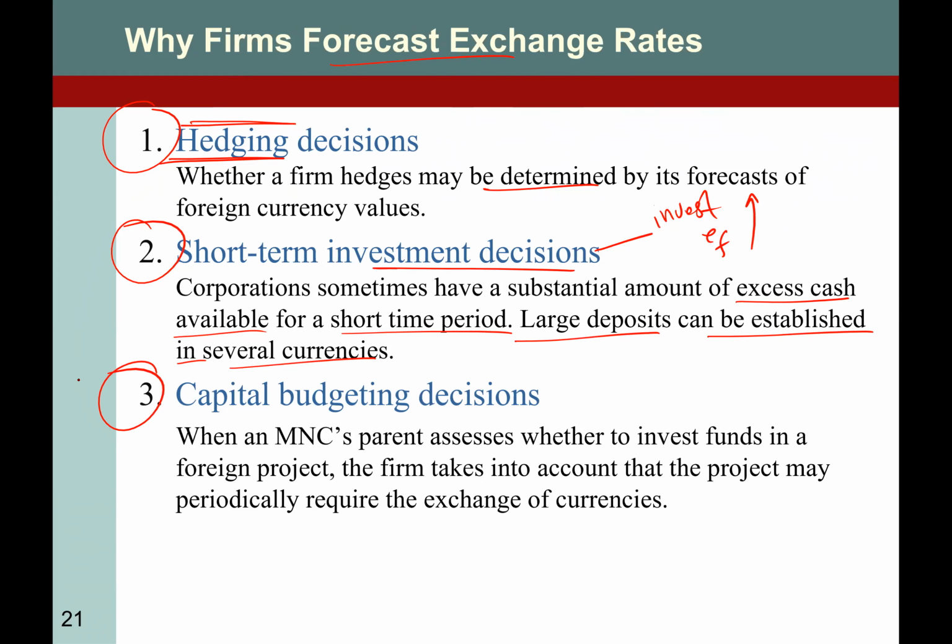Third, capital budgeting decision. Capital budgeting decision means when you want to buy or when you want to start a project that costs billions of dollars. So when an MNC parent assesses whether to invest funds in foreign projects, you're expending money or you are acquiring or purchasing some company, it is called capital budgeting. Or you want to buy or replace a plant. So the firm takes into account that the project may periodically require exchange of currencies.